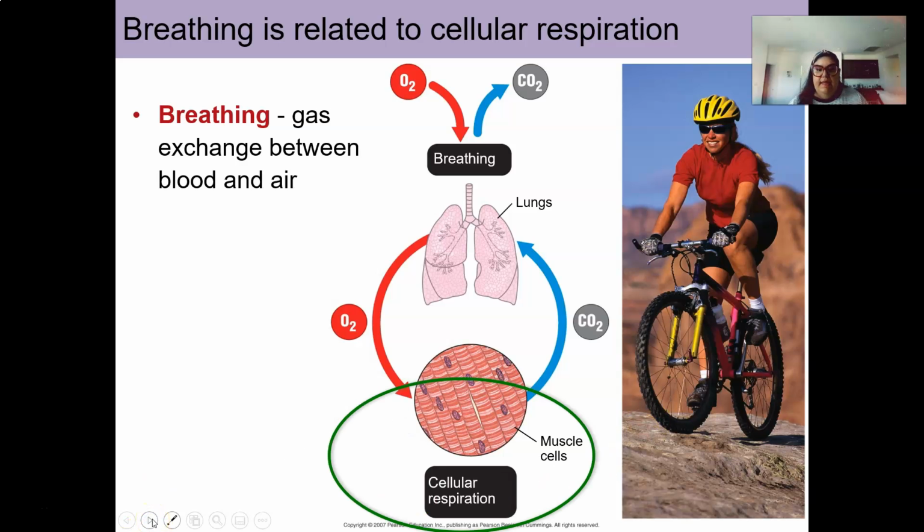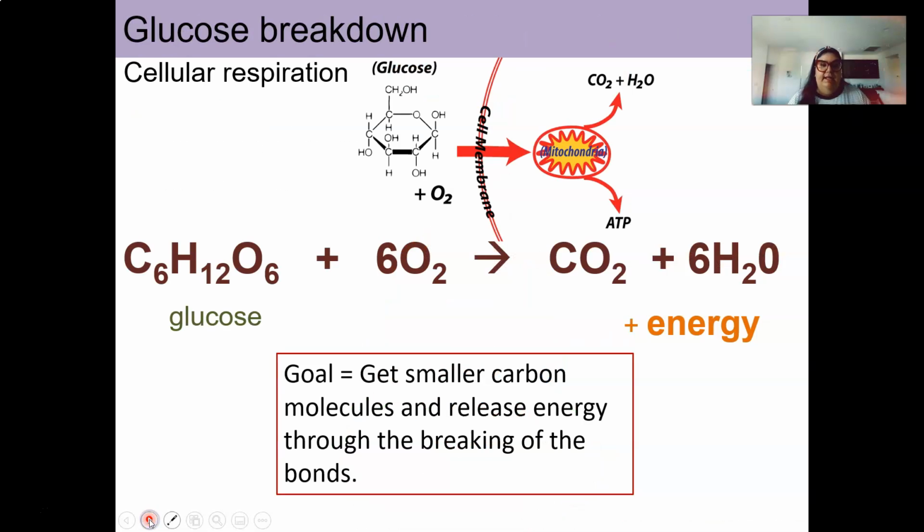So that is how breathing is related to cellular respiration. But how is it related to all of this ATP and food and energy and all of these things that we're trying to connect together? Well, we're going to take that step by step.